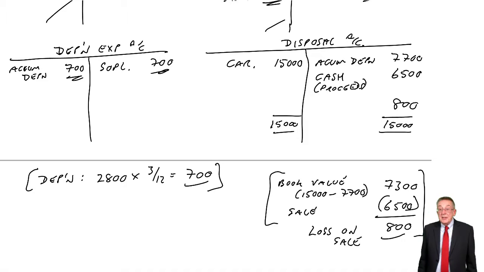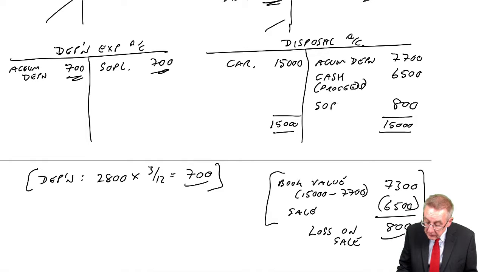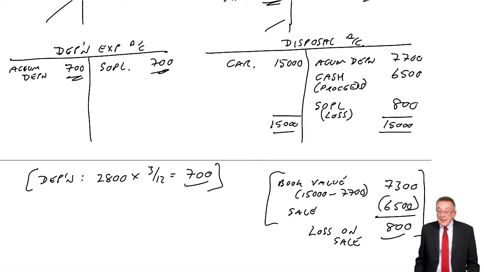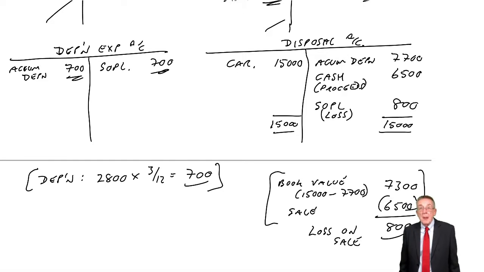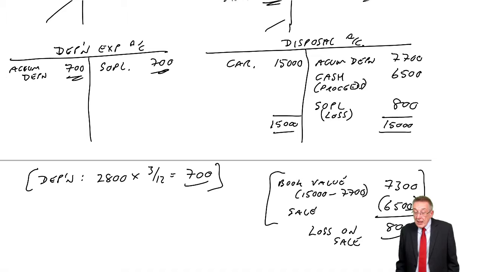And what do you think is going to happen to it? The loss on sale. Well, to balance the account, credit disposal, that 800, we debit the statement of profit or loss with the loss on sale. Debit statement of profit or loss, just like we're debiting statement of profit or loss with the expense, the depreciation. It's an extra expense. And there we are.